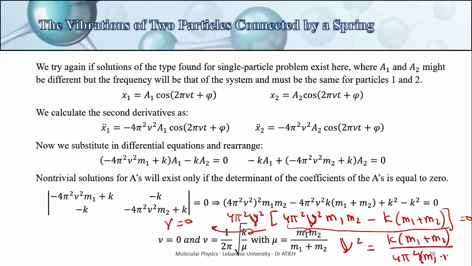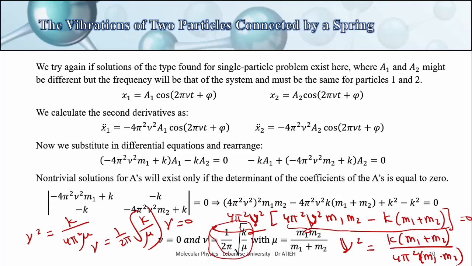m1 times m2. But we already know that m1 times m2 over m1 plus m2 is the reduced mass of a system of two particles. So nu squared can be written as k over 4 pi squared mu. And nu will be equal to 1 over 2 pi radical k over mu. So we arrive at this formula. So nu has two solutions. Either nu can be 0, or nu is equal to 1 over 2 pi radical k over mu, where mu is the reduced mass of the system of particles.